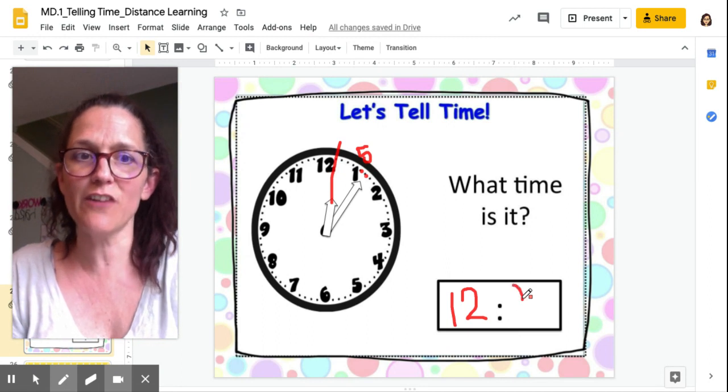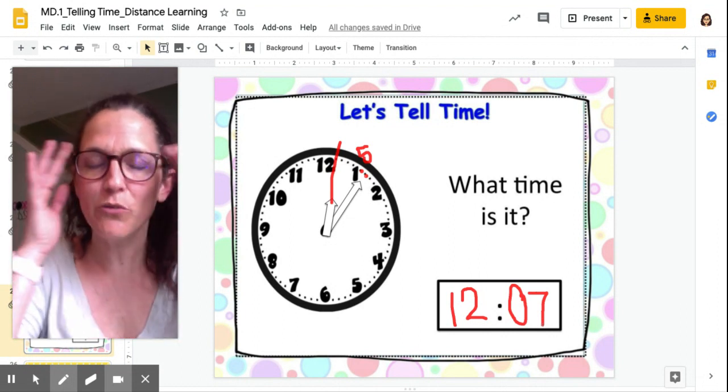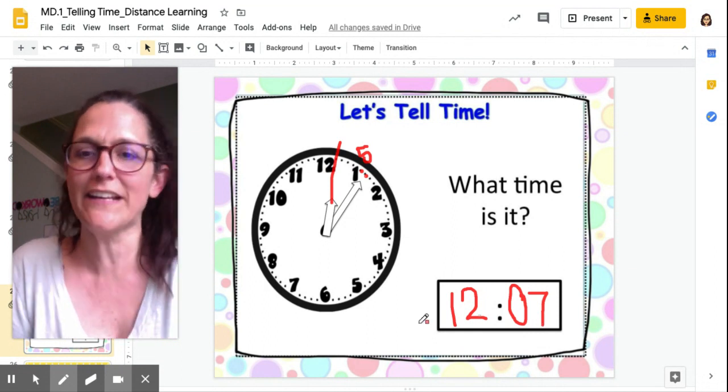So this clock tells me that it's 12:07. And you never hear anybody say, hey, meet me at 12:07. So remember, when it's not yet to the 10, you're going to say 07, and you're going to write it the same way.